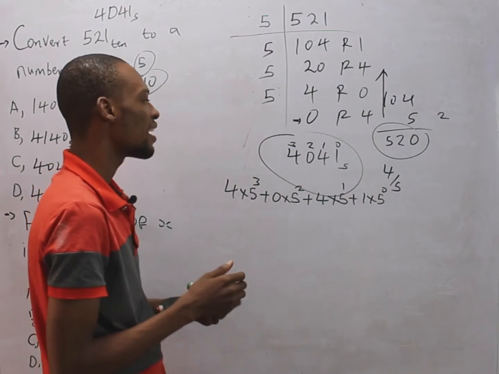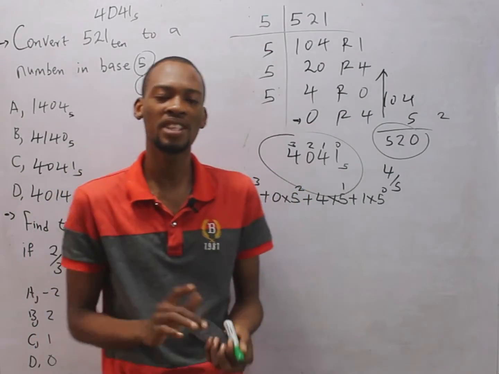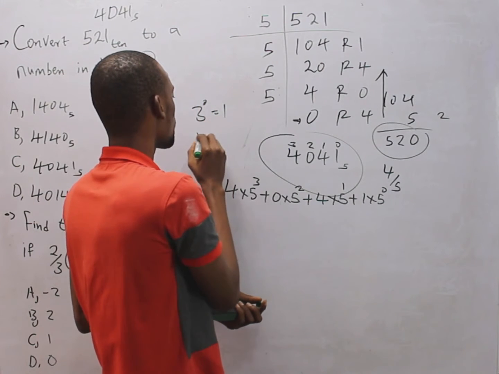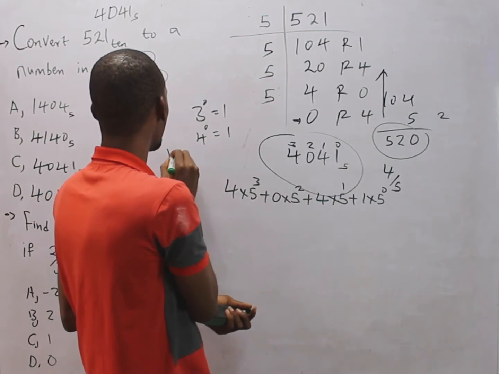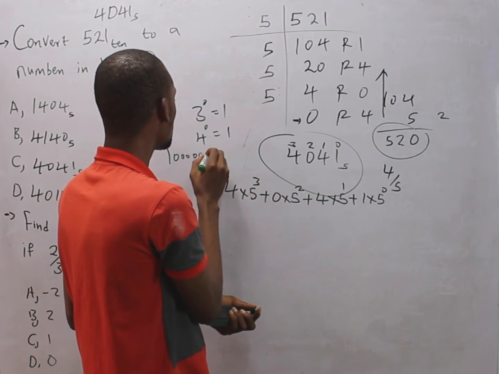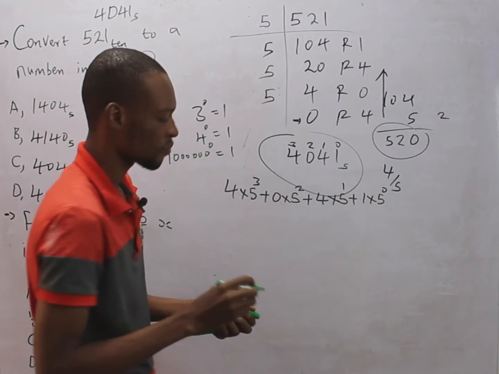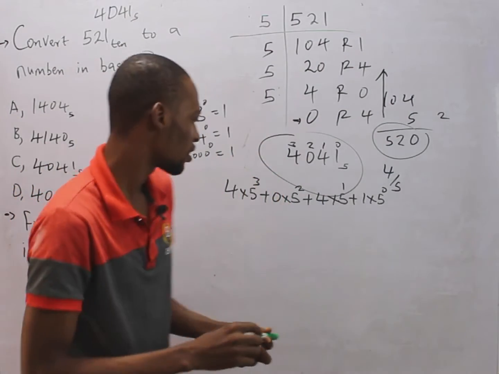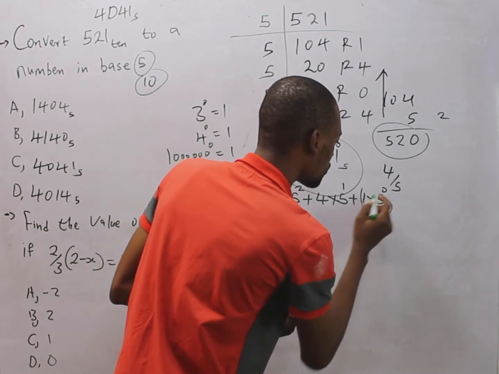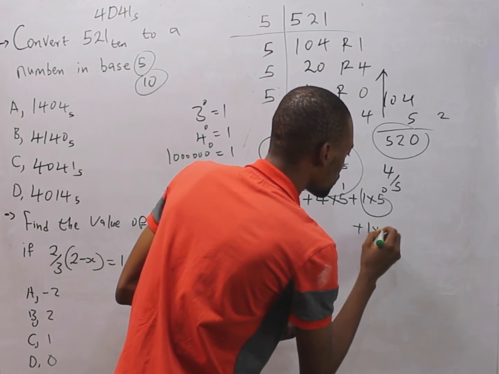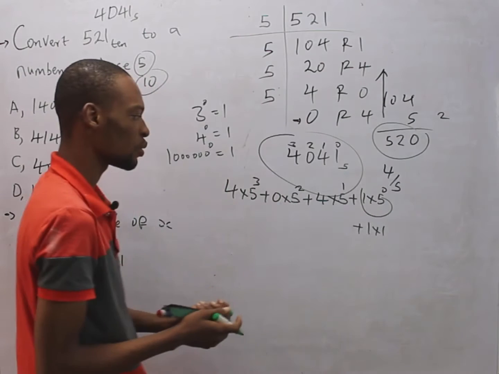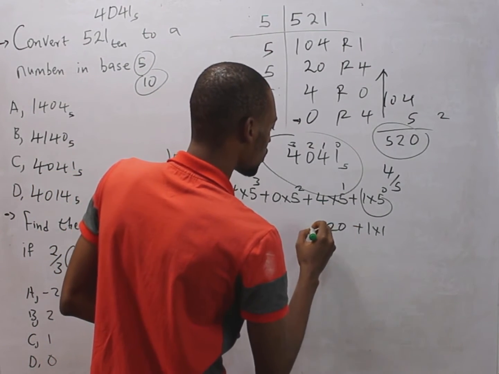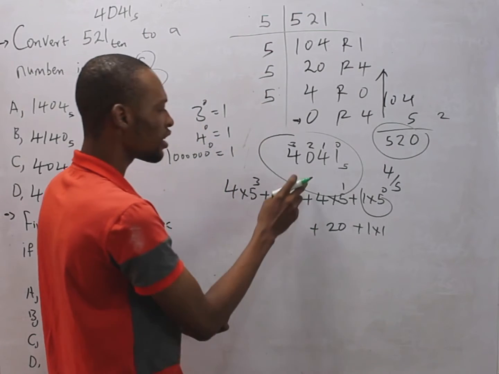And look at this. Any meaningful number raised to the power of 0 is 1. If I say 3 raised to the power of 0, the answer is 1. 4 raised to the power of 0, the answer is 1. 1 million raised to the power of 0 equals 1. Therefore, any meaningful number raised to the power of 0 is 1. This makes here to be plus 1 times 1 because 5 raised to the power of 0 is 1. Here is 4 times 5, that is 20, plus 5 raised to the power of 2 is 25.